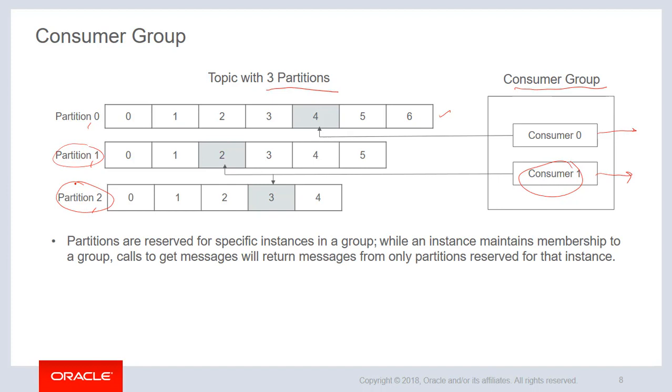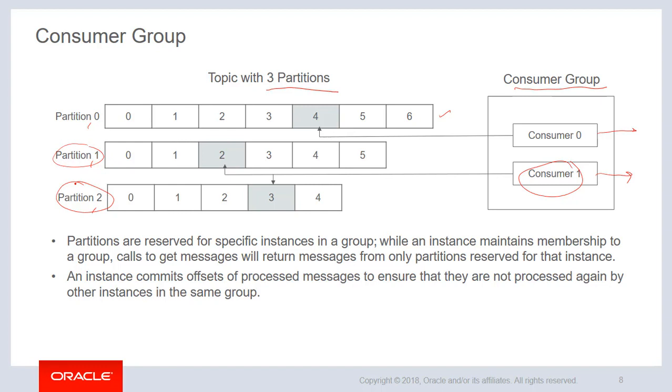Now, partitions are reserved for specific instances in a group. While an instance maintains membership to a group, calls to get messages will return messages from only partitions reserved for that instance. So one consumer can read from multiple partitions, but one partition can only be consumed by one consumer in a group, right? So partition to consumer is a one-to-one relationship. Consumer to partition is a one-to-many relationship. An instance commits offsets of processed messages to ensure that they are not processed again by other instances in the same group, right?